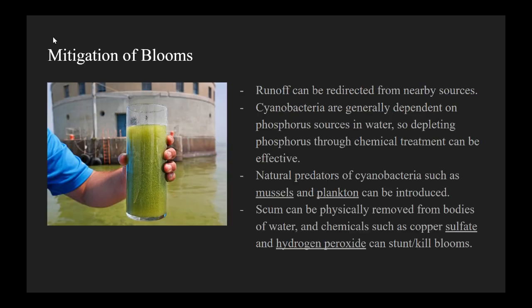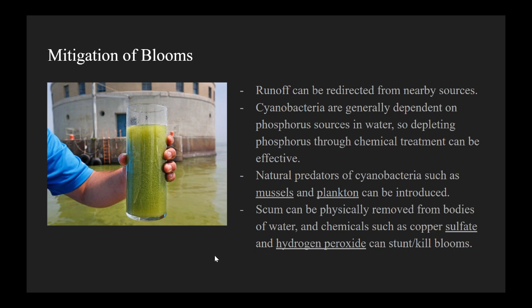And the way to mitigate or stop these blooms from happening, right? First, you need to redirect the runoff from nearby sources, to prevent that fertilizer from getting into the water. And then cyanobacteria are generally dependent on phosphorus sources. So if you can find a way to deplete phosphorus by using a series of chemicals, that can also be effective. You can also introduce natural predators of cyanobacteria, such as mussels and plankton. These guys will just eat up and reduce that cyanobacteria population.